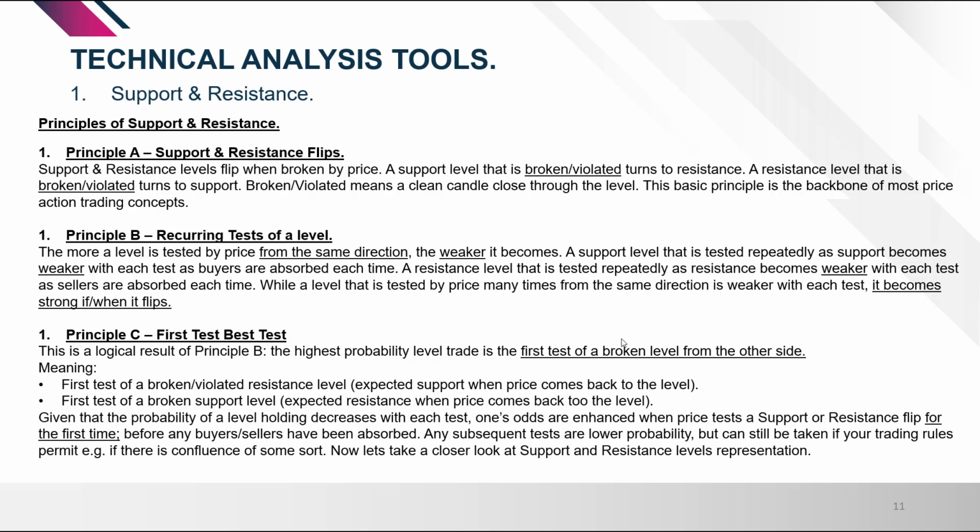Basic principle number 3. First test, best test. This is a logical result of principle B. The highest probability level trade is the first test of a broken level from the other side, meaning a first test of a broken or violated resistance level. You have to expect support when price comes back to that level. A first test of a broken support level, expect resistance when price comes back to the level.